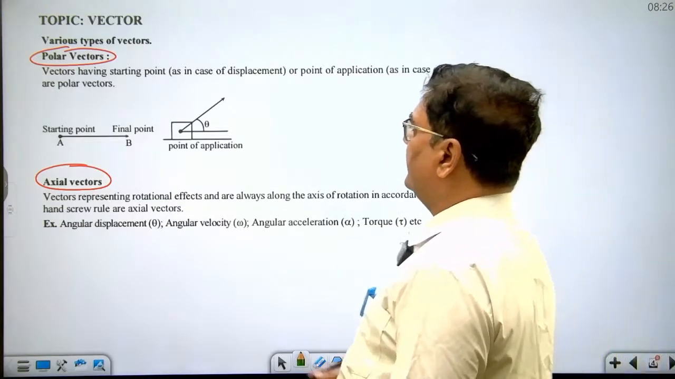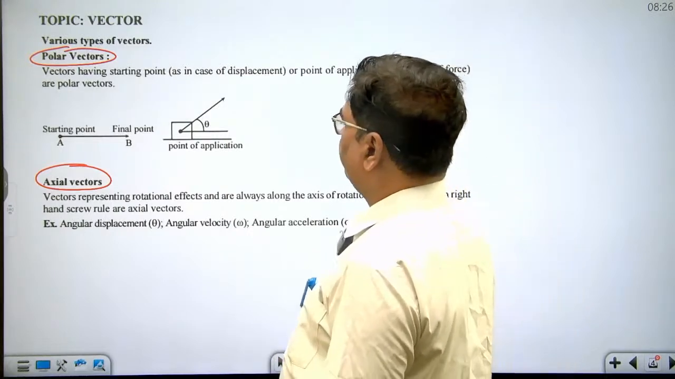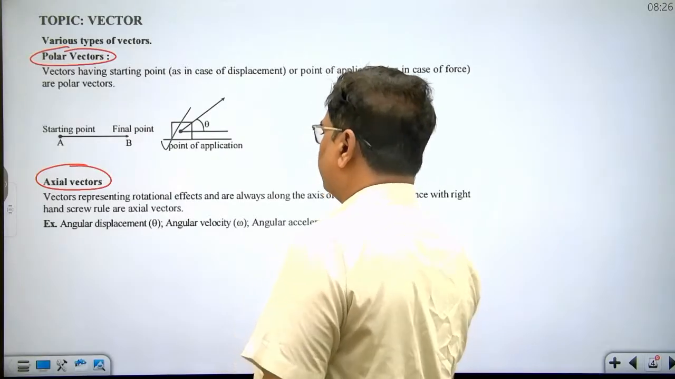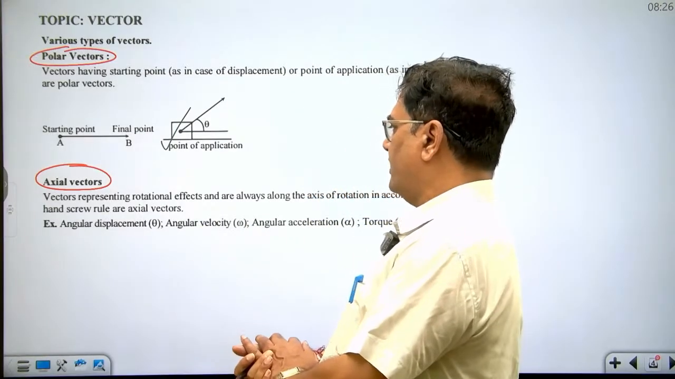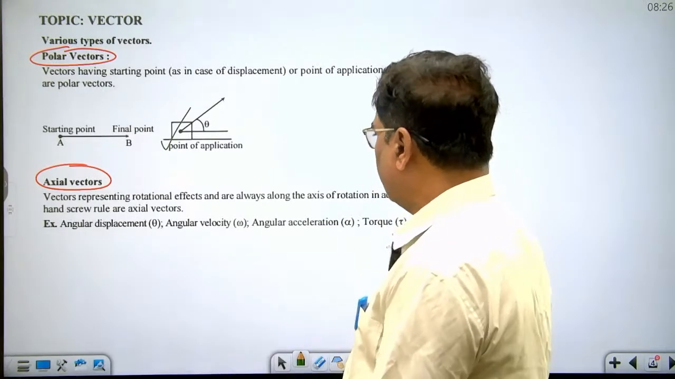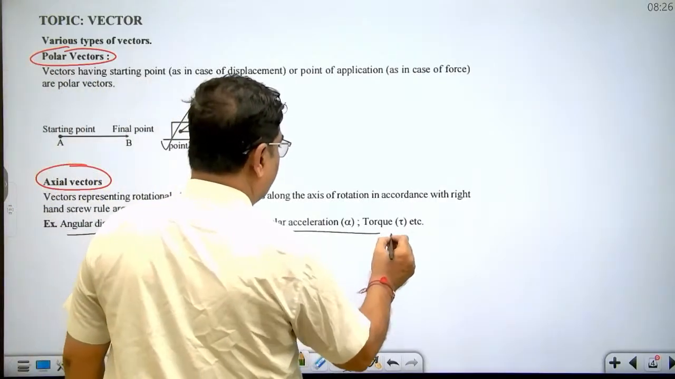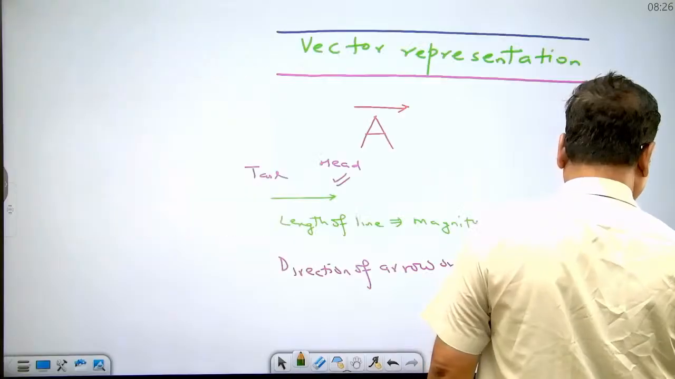Now dear student, what is polar vector? Polar vector means a vector which has a fixed starting point. Axial vectors are utilized in rotational motion, like torque and angular momentum, which have direction along the rotational axis. Angular velocity, angular displacement, angular acceleration, torque, all these are axial vectors.